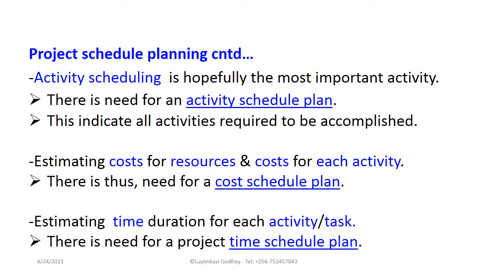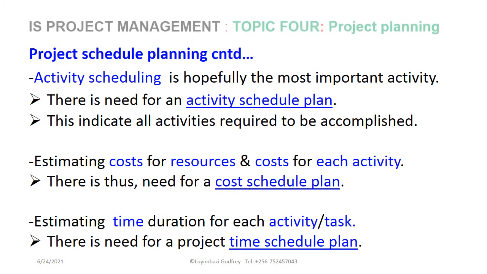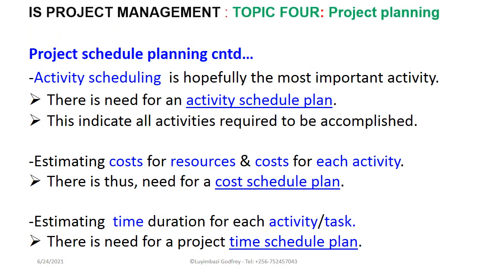Now, activity scheduling is hopefully the most important activity in project schedule planning. There is need for an activity schedule plan. This activity schedule plan indicates all the activities that are required to be accomplished in our project. In addition, we need to estimate the costs for resources. Remember, resources may be human resources and other resources that we are going to use in our project. And the cost for each activity has to be estimated.